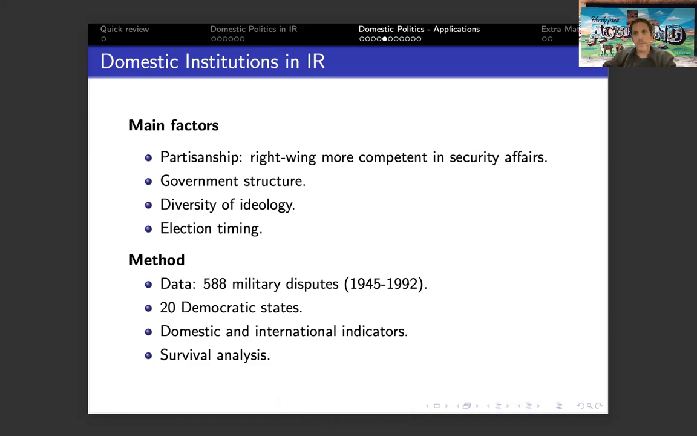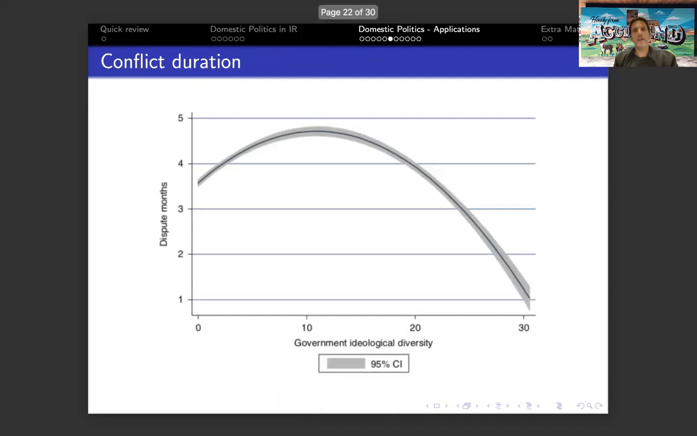So let's talk a little bit about some of the results. Overall, what he finds is that left-wing governments tend to end disputes faster. So left-wing governments that face an international conflict are more likely to resolve those conflicts faster. So the duration of the conflict will be shorter. This is one finding that he has. Another finding is what you see here on your screen.